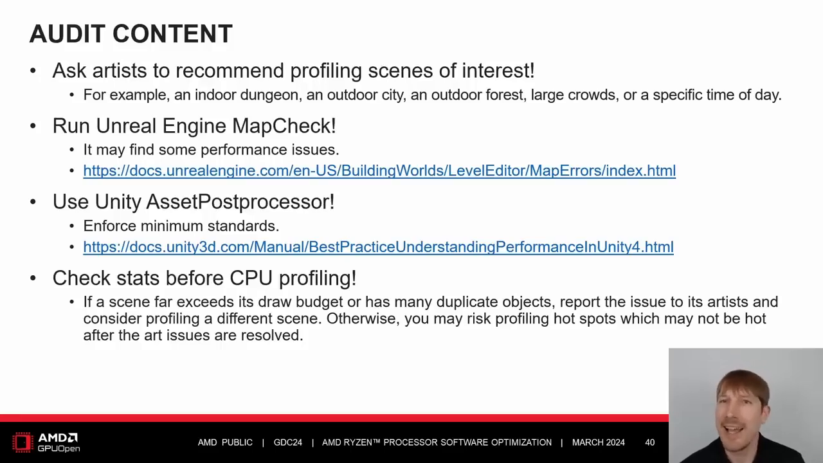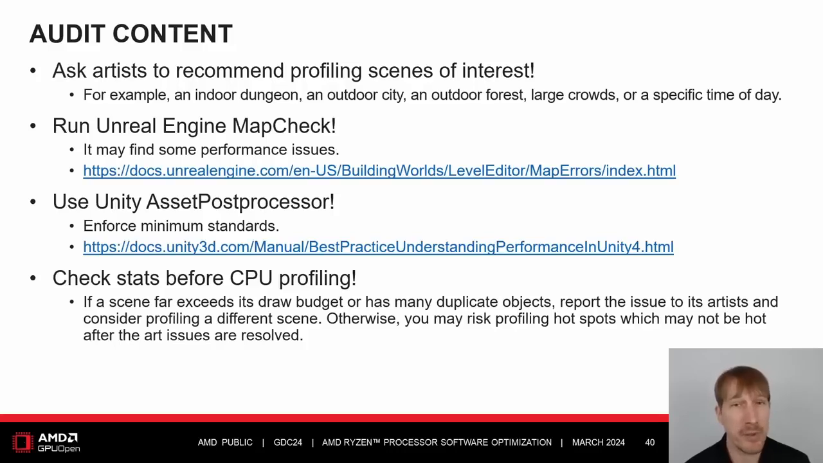Audit content. Ask artists to recommend scenes of interest for profiling. For example, an indoor dungeon with heavy occlusion, an outdoor city, an outdoor forest with alpha transparency, large crowds, or a specific time of day. Unreal Engine developers may find some performance issues simply by running map check, especially for issues related to actor shadows. Unity developers may enforce minimum standards using the asset post-processor.